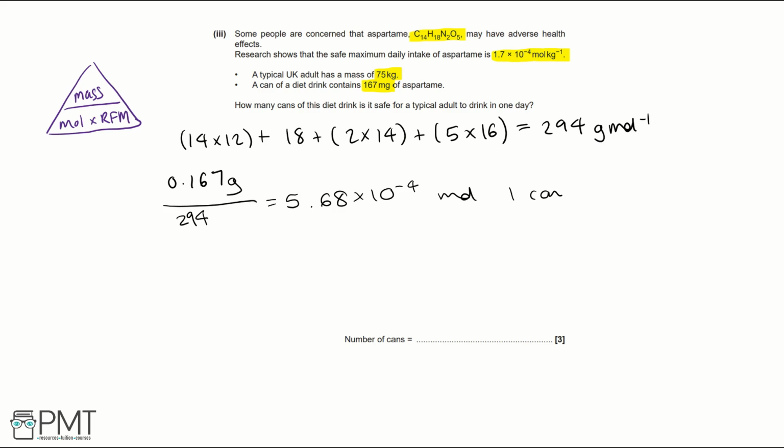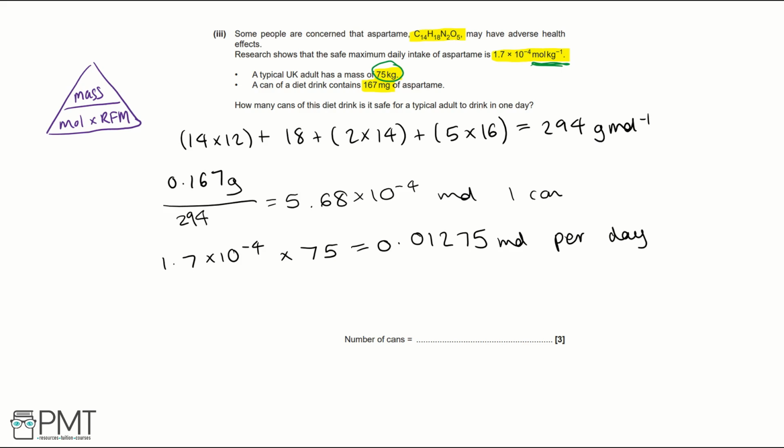Now we need to work out the number of moles per day. So that's going to be 1.7 times 10 to the negative 4 multiplied by 75. So that's using the units of moles per kilogram and then multiplying by kilogram to just get moles. And this equals 0.01275 moles per day.